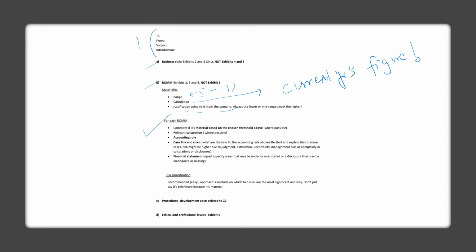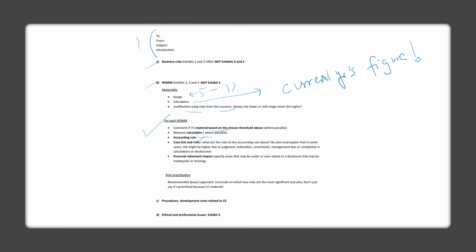For each risk of material misstatement, I am going to remember to try and follow this format. I need to comment on materiality. So I need to say whether it is or isn't material where numbers are given, or it could be a disclosure that could be material by nature. If there's a calculation that I can do, like a percentage change or a ratio or a basic calculation, I'm going to remember to put that in.